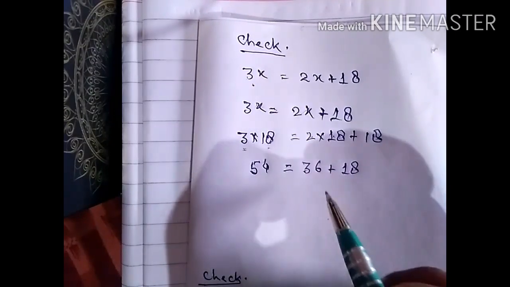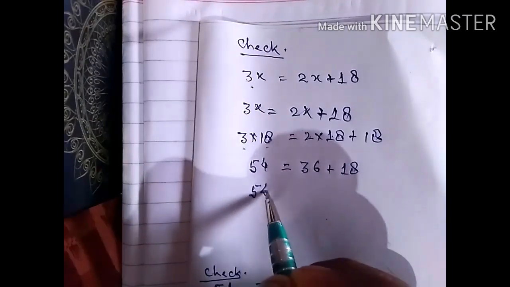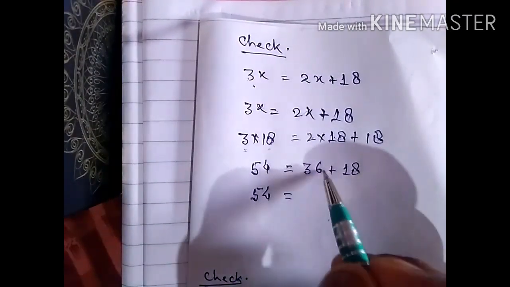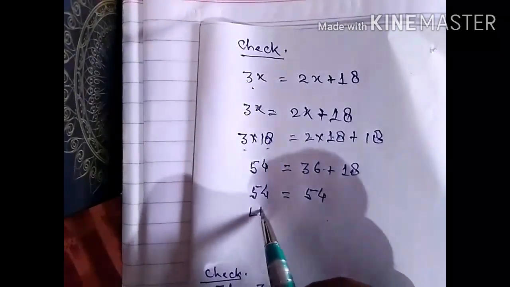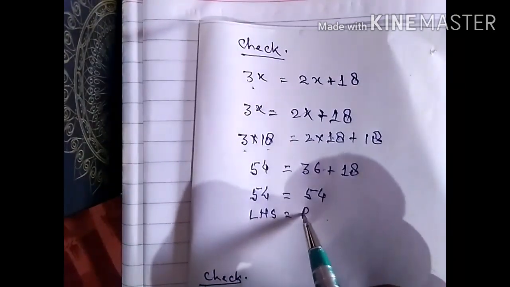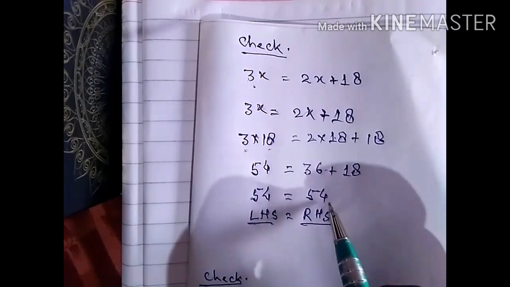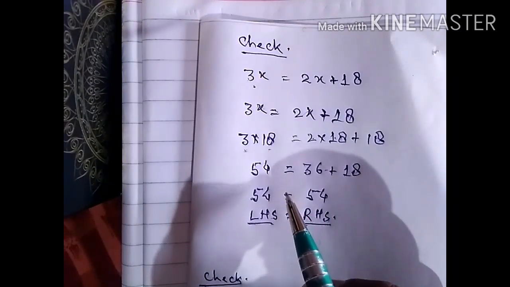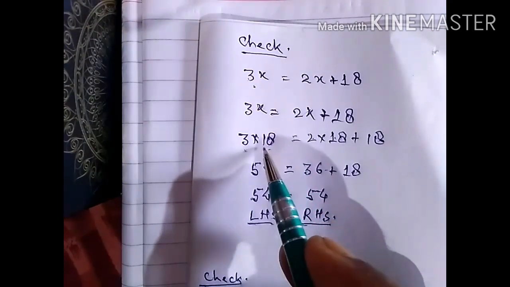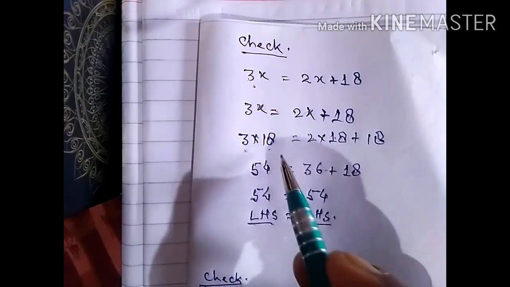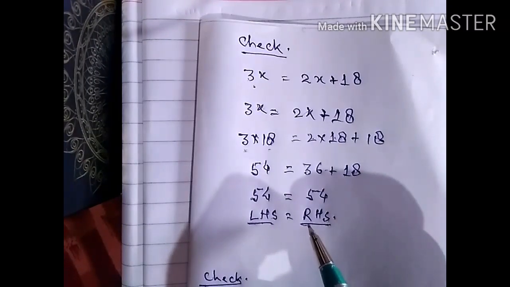In this step, student, we have to add this 36 plus 18. So, this will be 54 is equal to 36 plus 18, it will be 54. So, left hand side is equal to right hand side. Clear, students? Therefore, our solution, the value of the variable, is correct because we have put the value of the variable, x is equal to 18, in this equation, and we find that left hand side is equal to the right hand side. Therefore, our solution is correct.